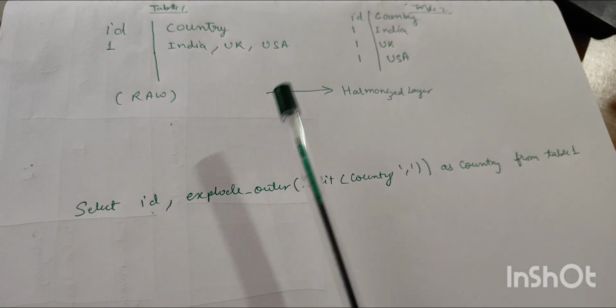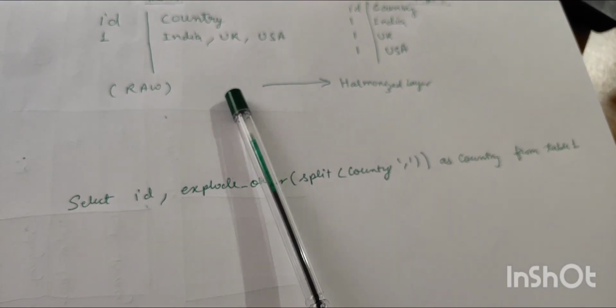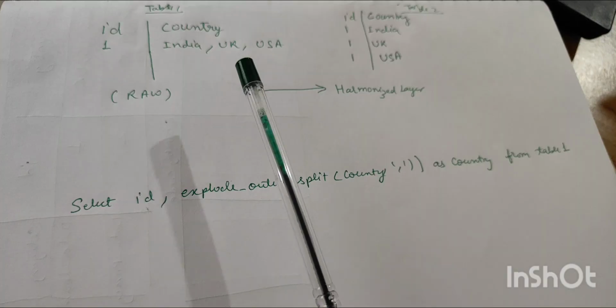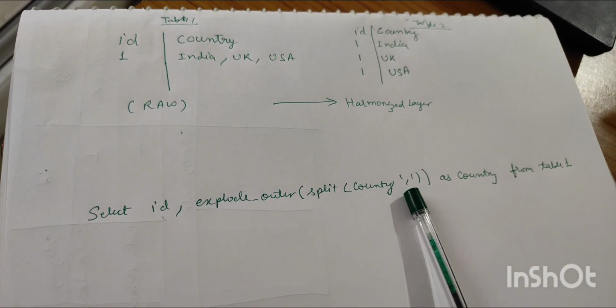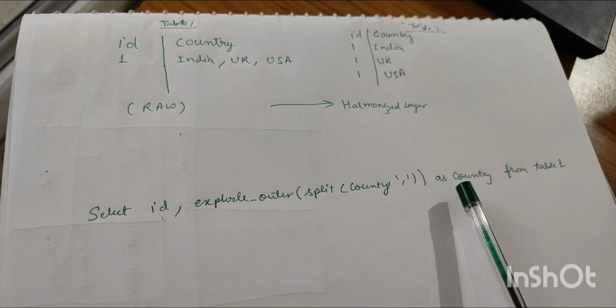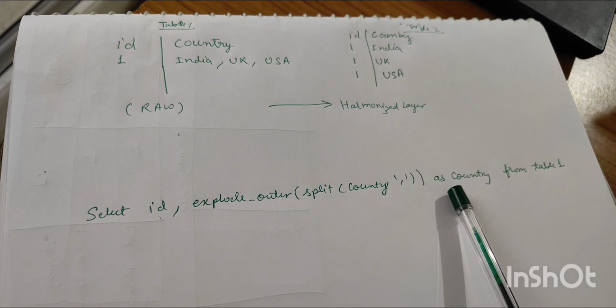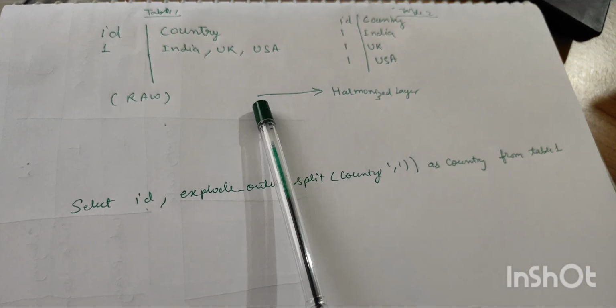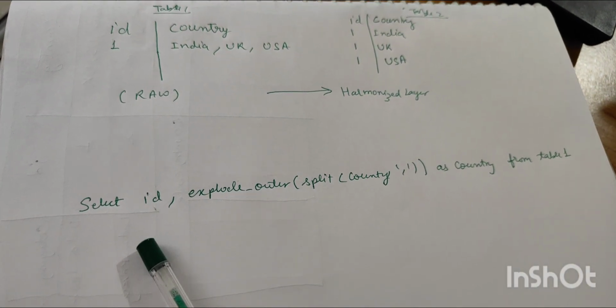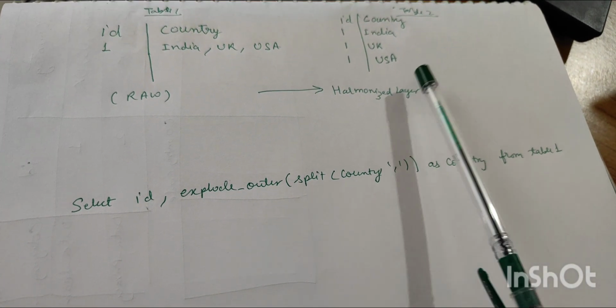Suppose in any of the files a different delimiter is coming, you can mention the same delimiter here as well. Now give the alias name for this one and select the country name, from table name 1, which is the raw layer. When you run this query you will get the output this way.